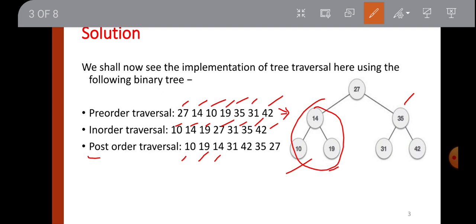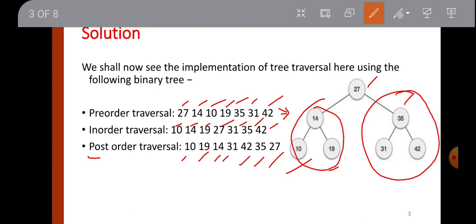We are moving towards the right subtree. Our right subtree is 35, which has two children, 31 and 42. In this, 31 is the left child. So 31 is traversed first, followed by the right child, which is 42. Then the root node, that is the parent node of these two children, 35, is visited, and the entire right subtree is completed. So finally we are moving towards the root node, that is 27. It is traversed. So this is our traversal sequence for this given problem statement under post-order traversal.